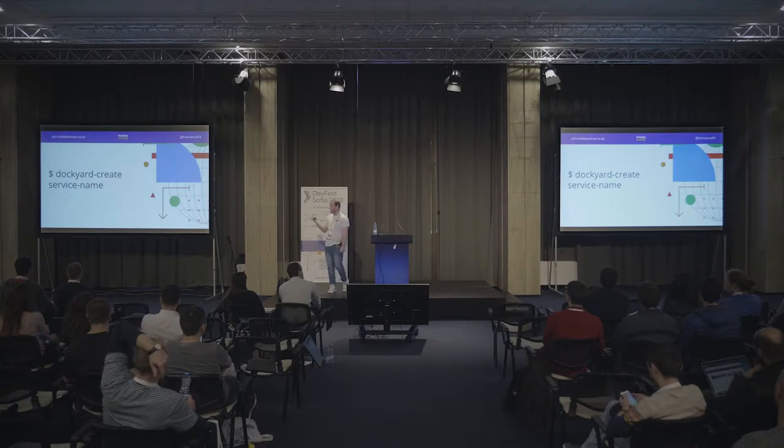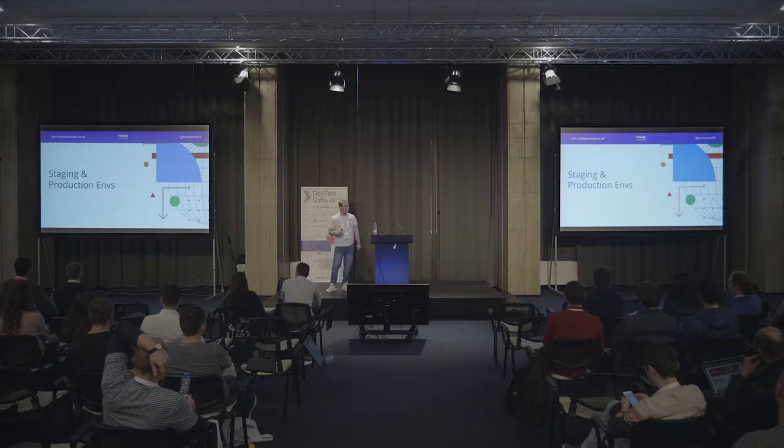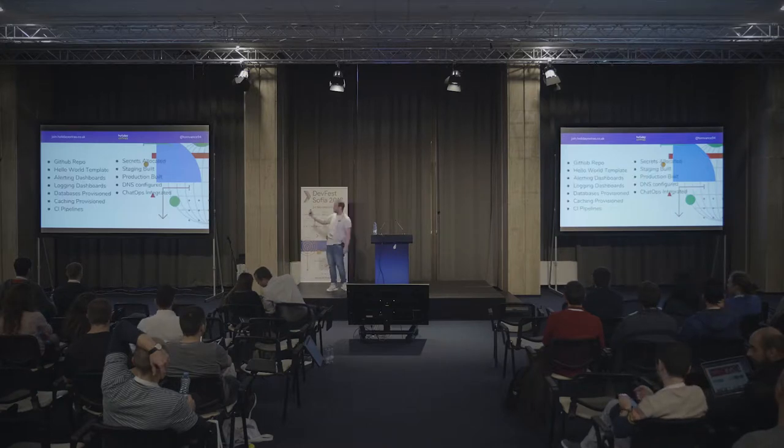We created a tool to start with called Dockyard Create, and basically this is a command line tool that our engineers can run, and it does some pretty magic stuff for us. The first thing it does is create all of our GitHub repositories, and they're all set up with the correct user permissions and the correct access groups. It creates all of our CI deployment pipelines. It creates a staging and production environment that's hosted on GCP, in Kubernetes and GCP.